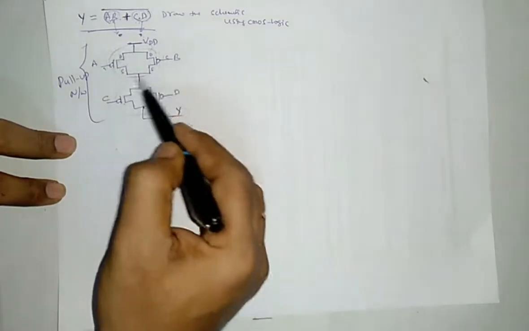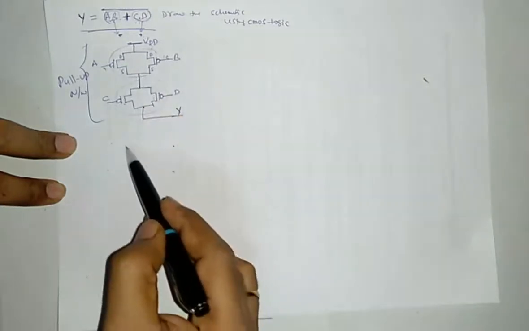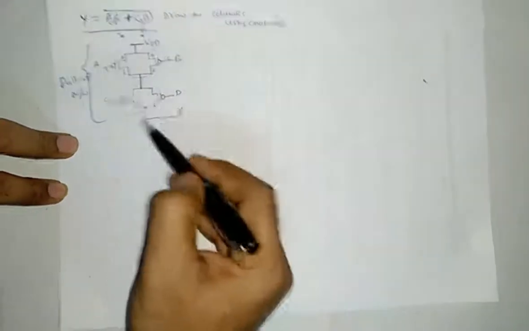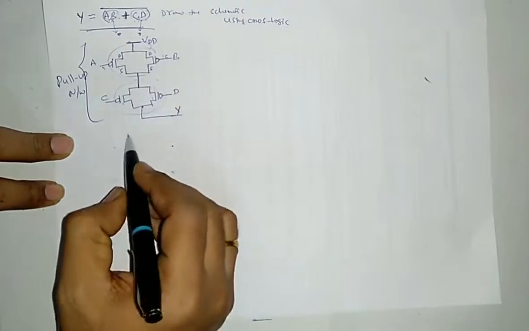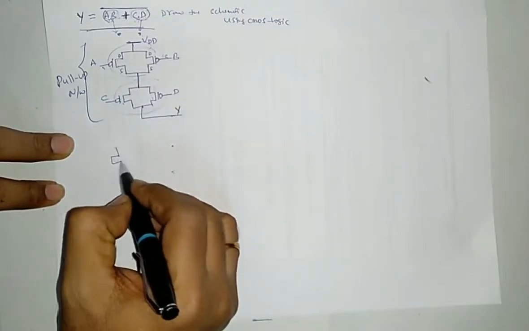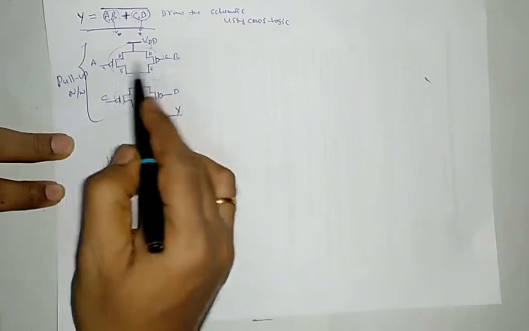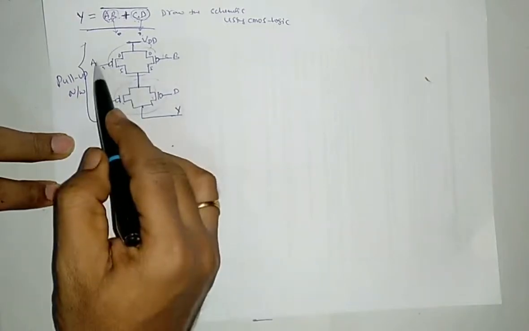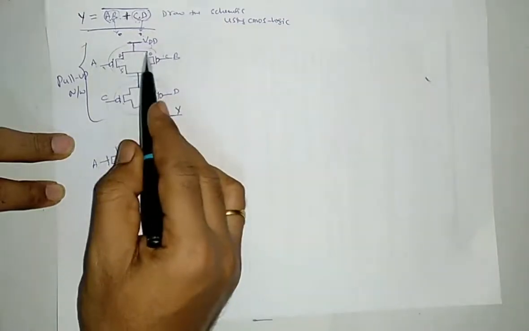If you observe, these two combinations are in series here. Here these two combinations should be in parallel. That's it, vice versa. So now for this combination, NMOS transistors should be in series. Here PMOS are parallel. Here you have to keep two NMOS transistors in series, and inputs are A and B. Parallel connection.